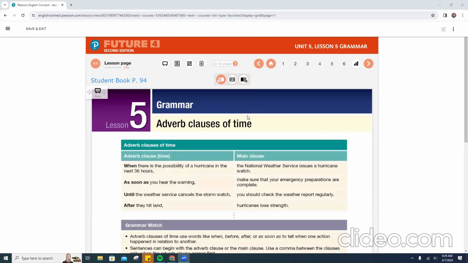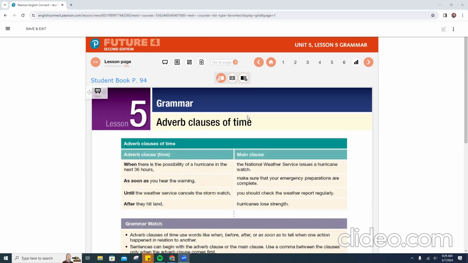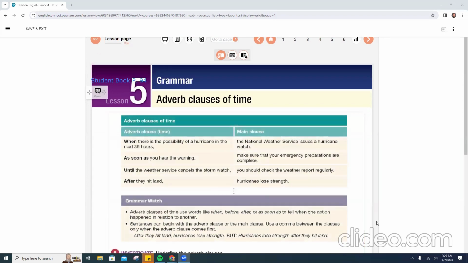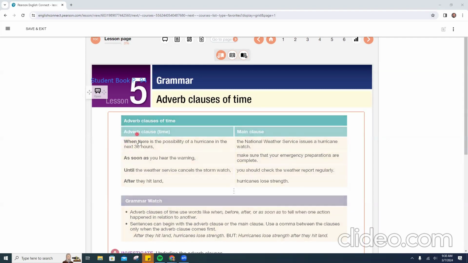So you might ask yourself, what is an adverbial clause of time? So an adverbial clause of time is telling you when the action happens in relation to another. So for example, here, we're talking about time. We use when, as soon as, until, or after. So these are all what we call adverbs of time.